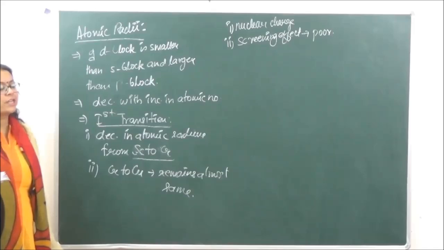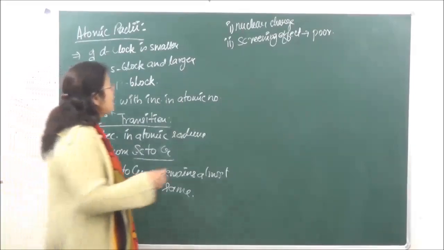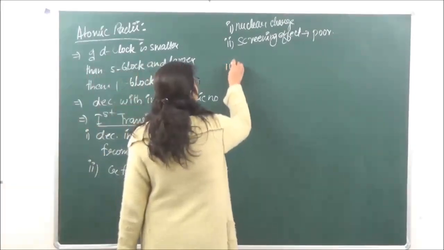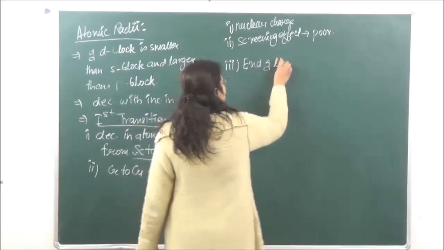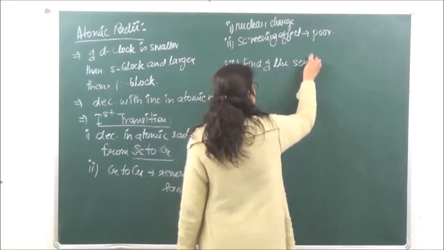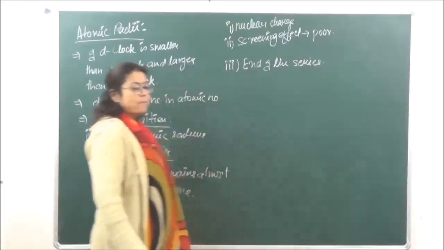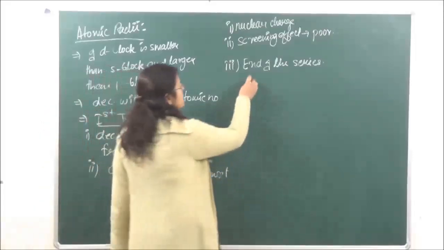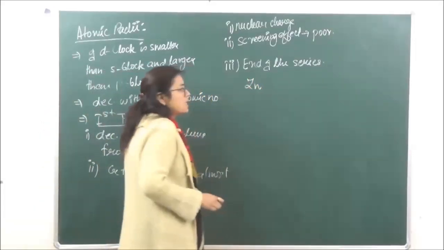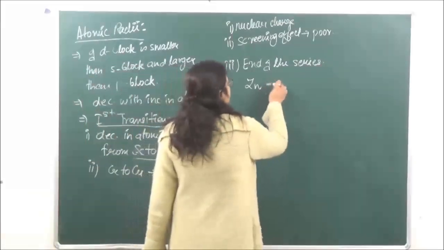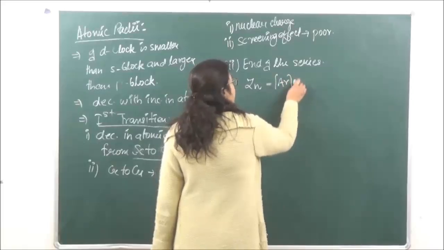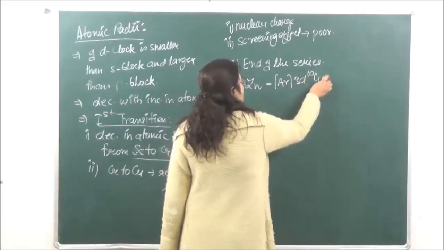And hence there is no change in size. But then when we are going to number 3, end of the series, for example, when we are talking of the first transition series, we come to the last element, which is zinc. Electronic configuration of zinc, that is argon 3d10 4s2.